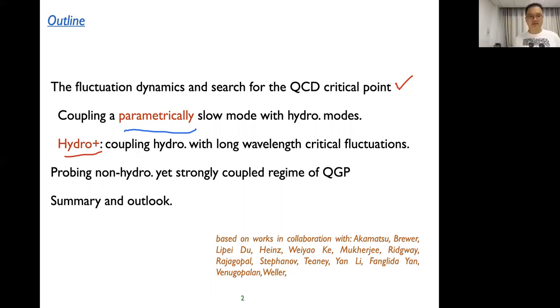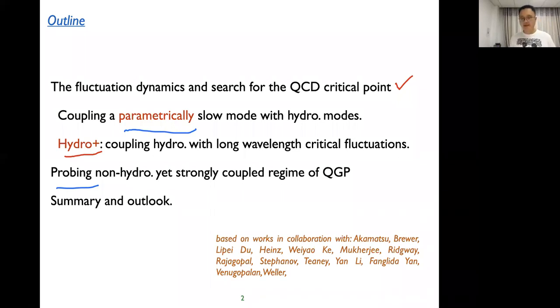If time permits, I wish to share something I recently found very interesting, namely how to probe the non-hydrodynamic yet strongly coupled region of the QGP. There are many good reasons to believe there is such a region in the QGP, but our knowledge about it is very limited. So I want to share some pieces of information I obtained by studying the effective theory of fluctuating hydro, as well as considering the physics of jet-medium interaction, in order to understand this region of the QGP a little better. But I think this is still one of the main unknowns about the Quark-gluon plasma.